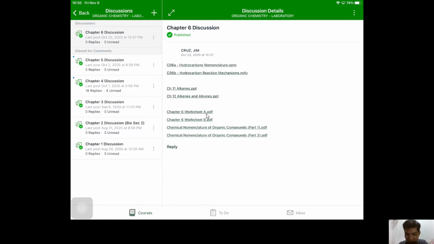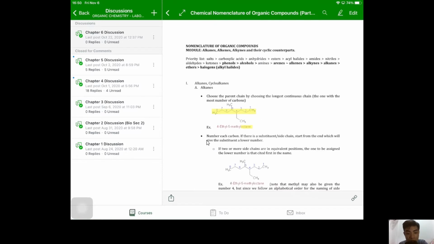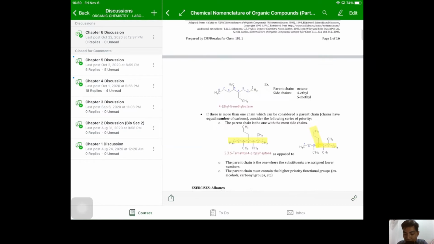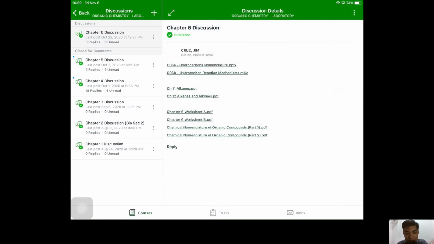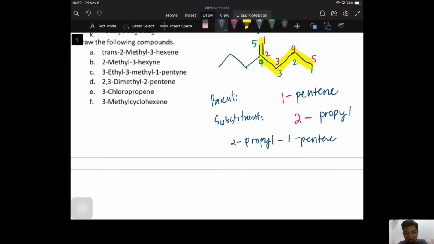Chapter 6, worksheet A. Chapter 6, worksheet B. Ito yung sinasagutan ko, yung worksheet B. Then, naglagay din ako ng chemical nomenclature of organic compounds, part 1 and part 2. This is the summary. This is from UP Diliman. So, please have a copy. Andyan na yung mga naming rules. Basahin nyo na lang. Tinuturo din naman natin. Mas advanced nga lang yun, ha?